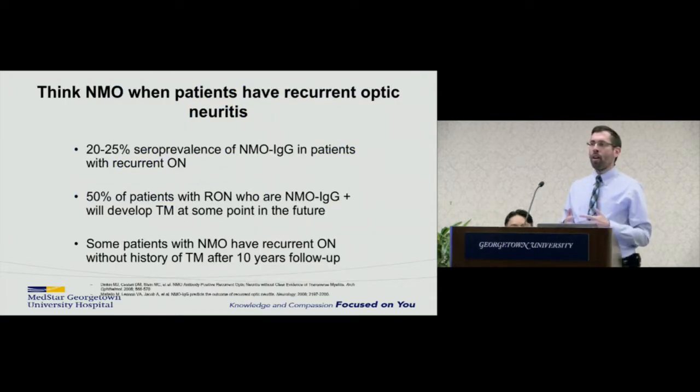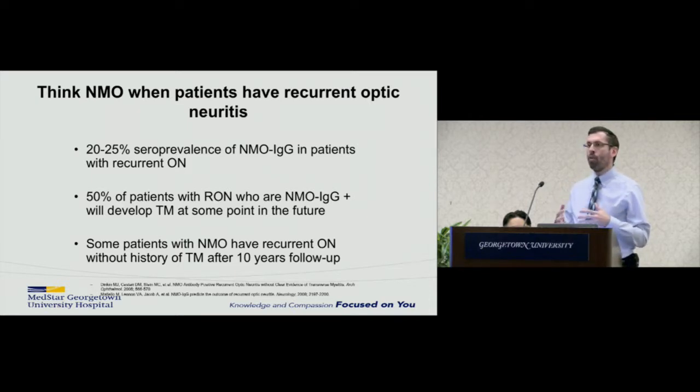We tend to think of NMO when patients have recurrent attacks of optic neuritis. But again, it can be confusing because you can get recurrent attacks of optic neuritis in multiple sclerosis. But when patients do have recurrent attacks of optic neuritis, even if they don't have any other symptoms, we'll test for the antibody. And about 50% of patients who have recurrent optic neuritis, even if they have no other symptoms, will test positive for this antibody.